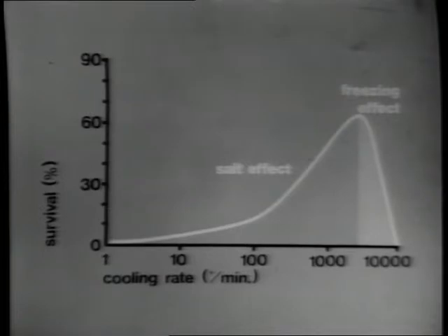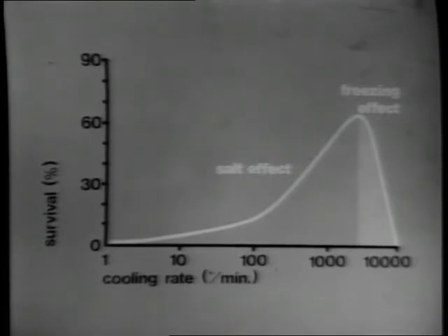Now, clearly the salt effects which we have been talking about account for the reduction in survival to the left of the peak. And the reason that the peak actually occurs is that as the cooling rate is increased, there is progressively less and less time for these salt effects to take place. But when a cooling rate, in this case of 3,000 degrees per minute, has been reached, then survival falls off. And we might expect that this could be accounted for by intracellular freezing.